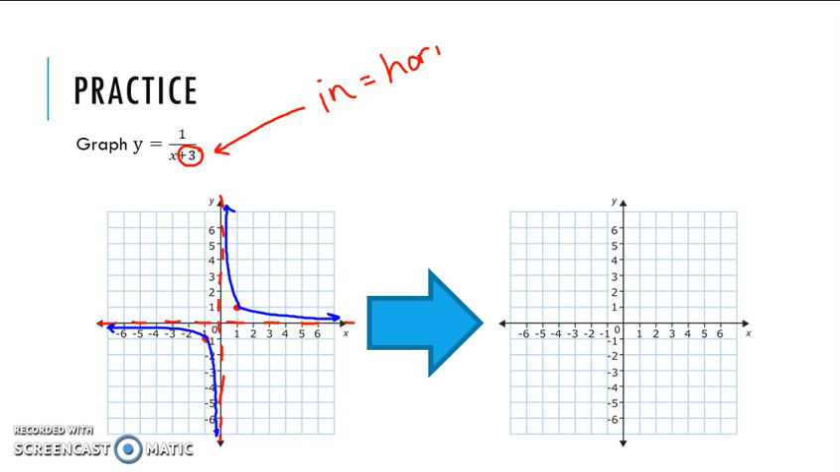That's going to be a horizontal change. Remember, on the inside, we do the opposite. So since that's a +3, that's going to move me to the left 3. So for this one, my points move to the left 3. My vertical asymptote moves to the left 3. And my horizontal asymptote moves, but it doesn't really look like it does.